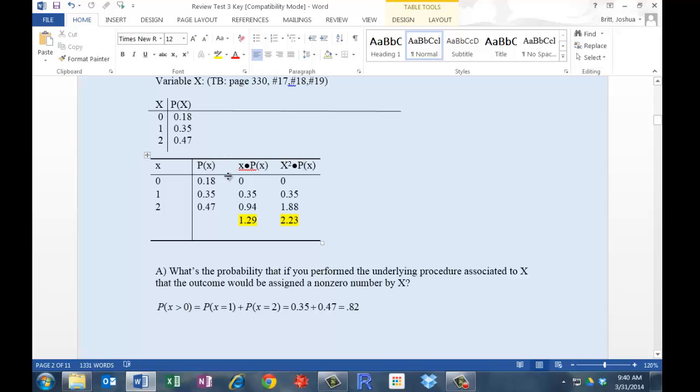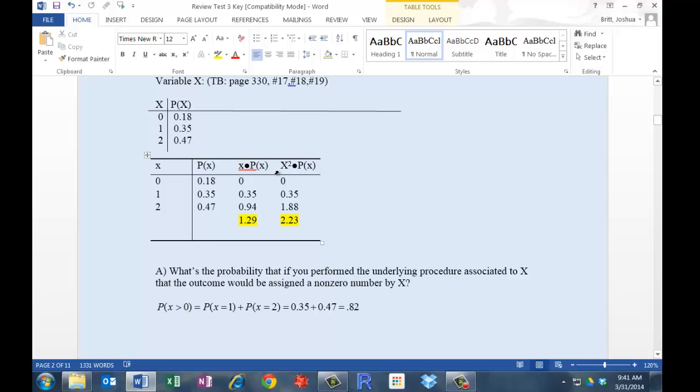So the first thing you want to do is create a column called the x times p of x column. And so you just write down x and p of x, and then you multiply x times p of x, x times p of x, and then you add that up, and that's going to be the mean.